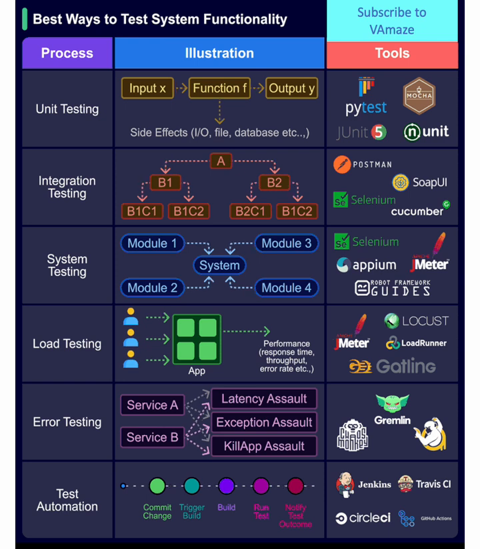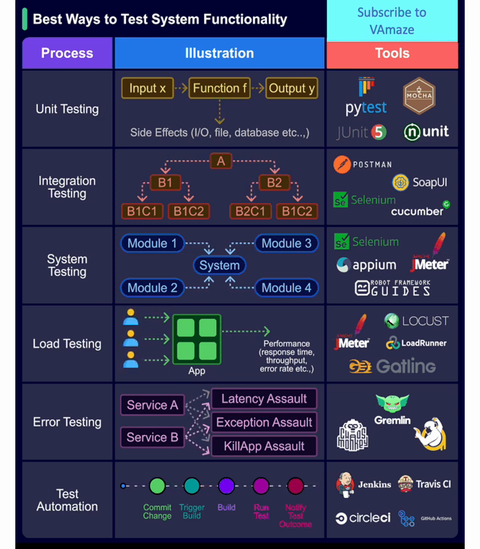Conclusion. Effective system testing requires a multi-layered approach that combines these 6 methodologies. Each layer serves a specific purpose in ensuring your software is reliable, performant, and user-friendly. By implementing comprehensive testing strategies using the right tools and methodologies, you build confidence in your software's ability to serve users reliably in real-world conditions.